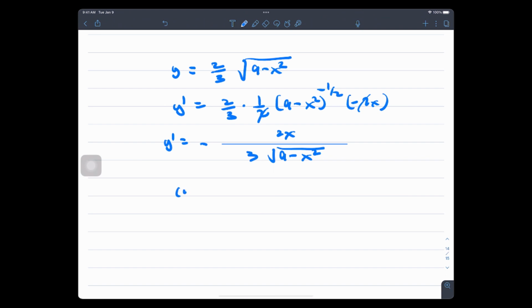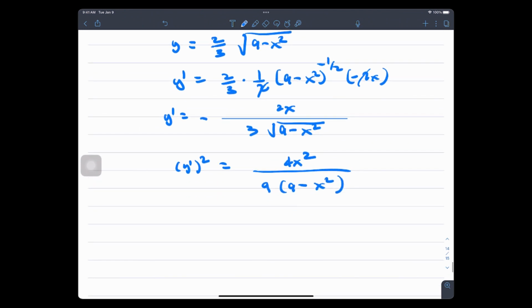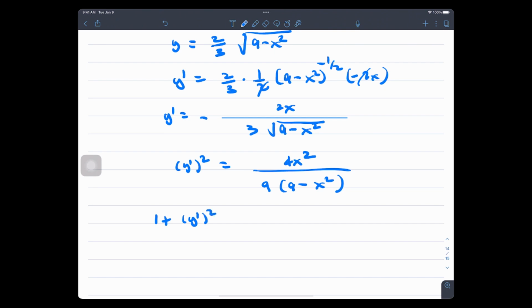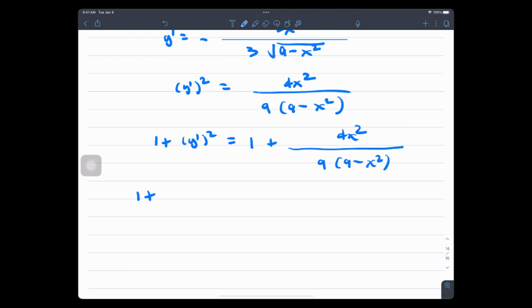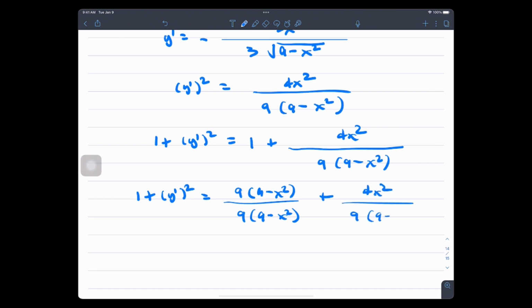Double check. Now, square that. So that's going to be positive 4x squared over what? 9 times (9 minus x squared)? Is that true? Now you have to do 1 plus what? Y prime squared. So it would be 1 plus 4x squared over 9 times (9 minus x squared). So you're going to have the same denominator: 9 minus x squared over 9 minus x squared, plus 4x squared over 9 minus x squared.